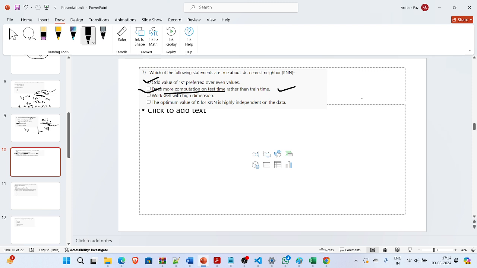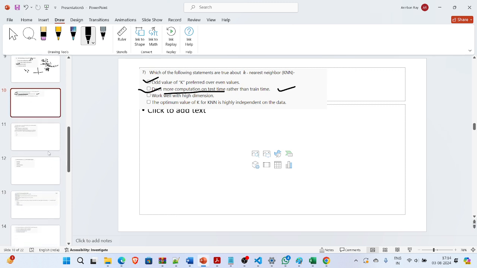And the next is the optimal value of k is highly dependent on the data. That's not correct, it's very dependent on the data, because how many neighbors you take is a problem specific situation. So there is no hard and fast rule here.